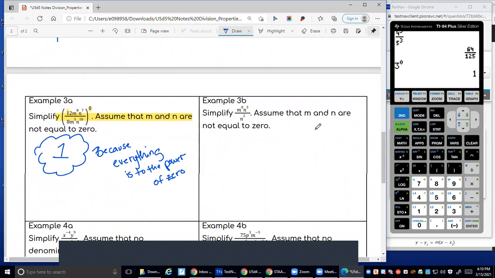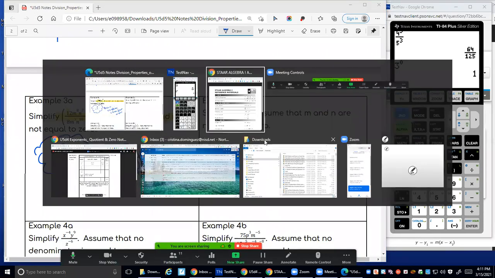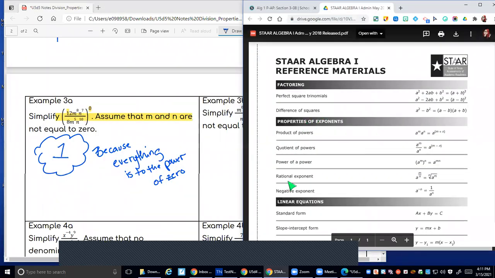All right, let's look at example 3b. We want to simplify this one and assume that m and n are not equal to 0. How do you know which equation we would use? Oh, okay, I'm answering a question right now. Are you talking about which property I would use?